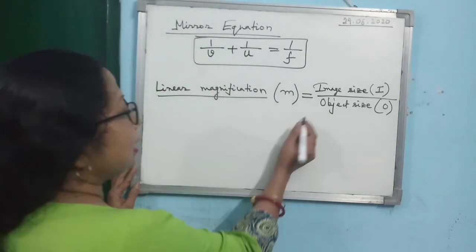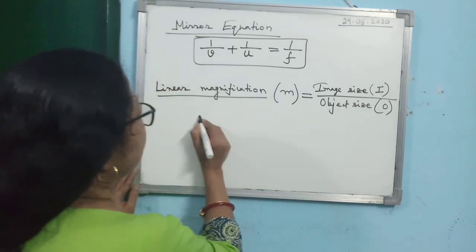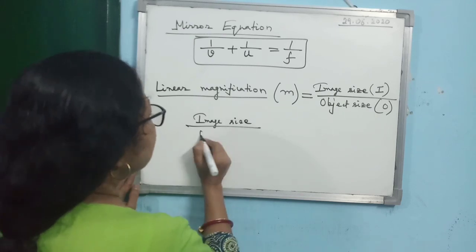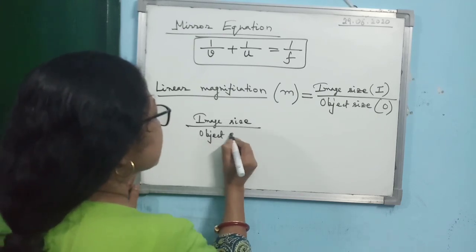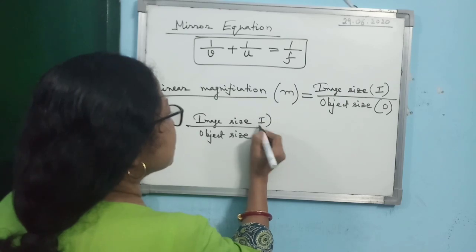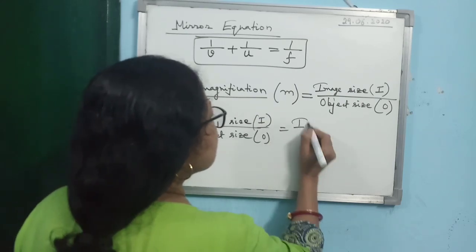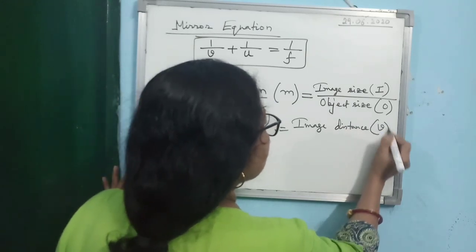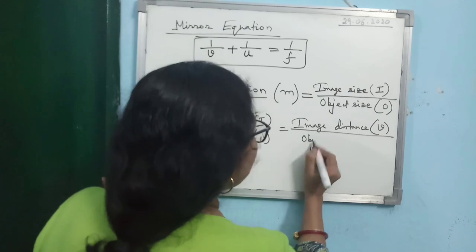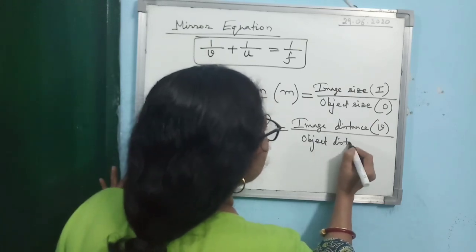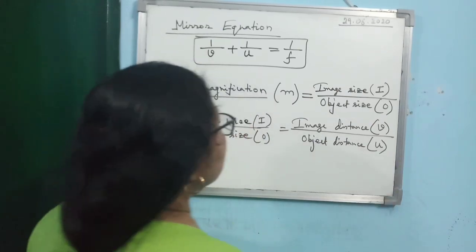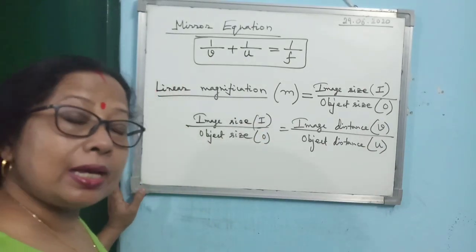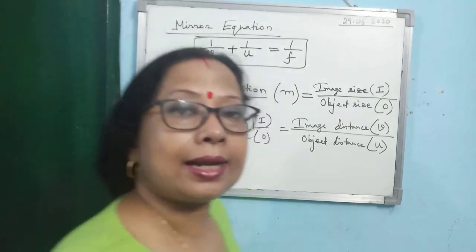Now, there is another relation for image size by object size. This you can show mathematically in higher classes. Image size by object size is always equal to image distance by object distance. Image distance we represent by V, and object distance we represent by U. So I by O equals V by U. Clear?